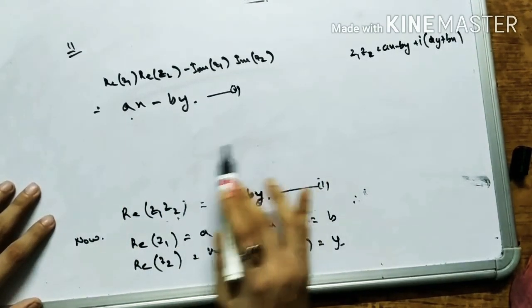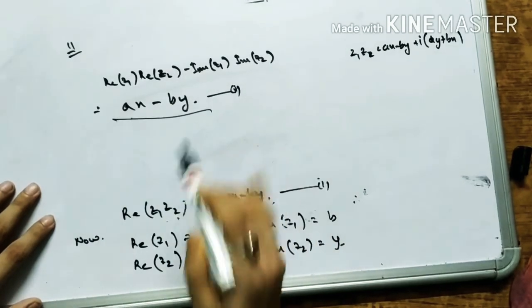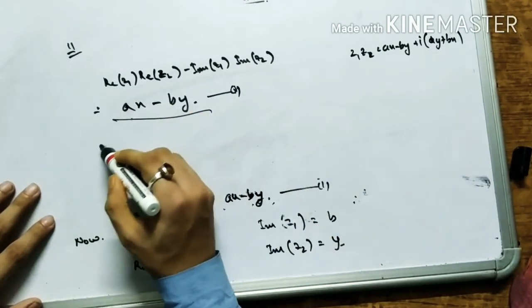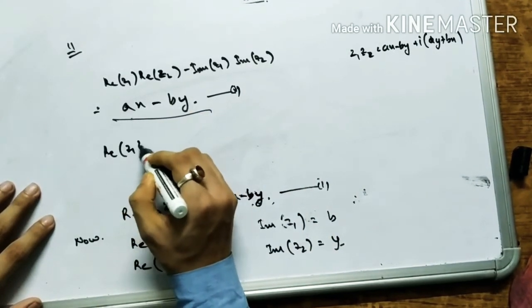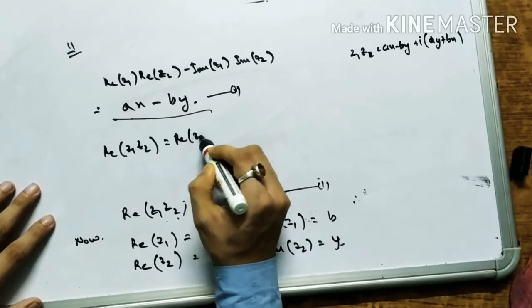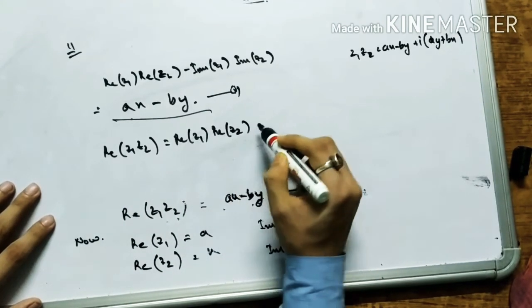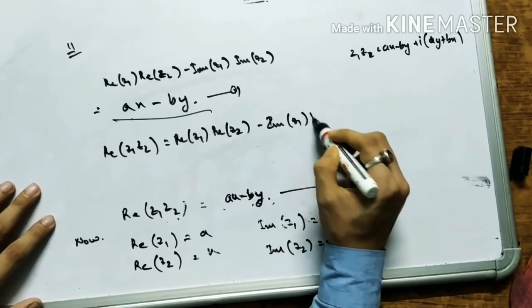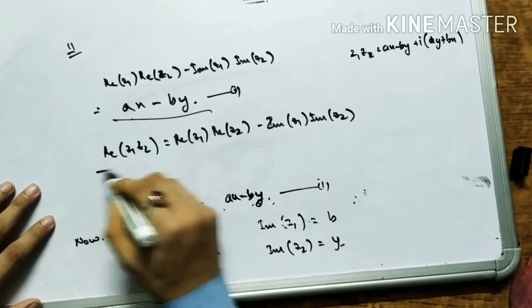So from 1 and 2, what did I get? This is also ax minus by, and this is also ax minus by. From 1 and 2 I got that Re(z1 z2) equals Re z1 Re z2 minus Im z1 Im z2. This is your proof.